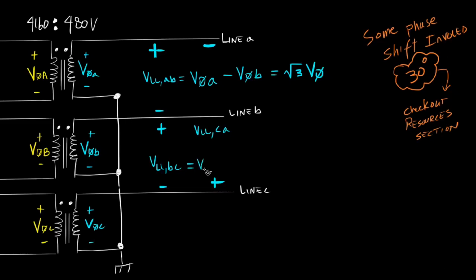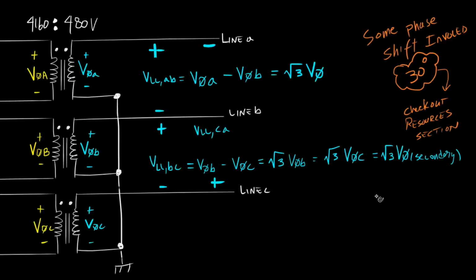That's right, it's phase B voltage minus phase C voltage, which is equal to the square root of 3 times the magnitude of phase B voltage, which is also equal to the square root of 3 times the magnitude of phase C voltage, or simply the square root of 3 times the magnitude of any phase voltage. And of course, we're assuming that we have a balanced set of voltages.